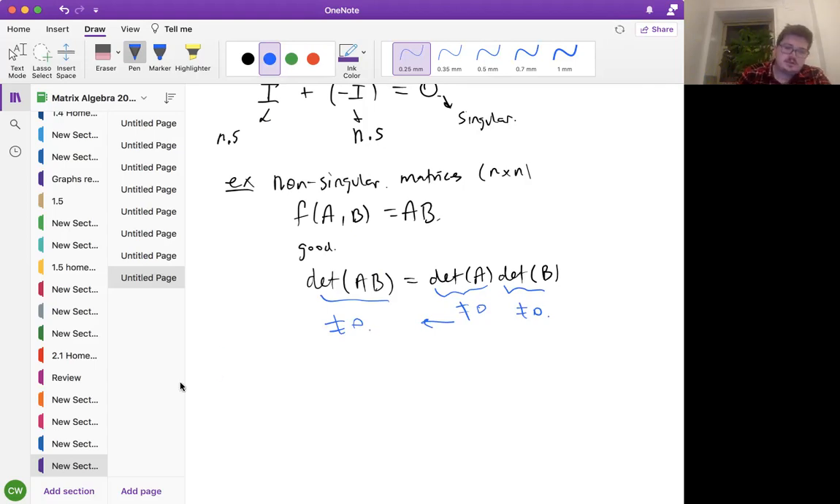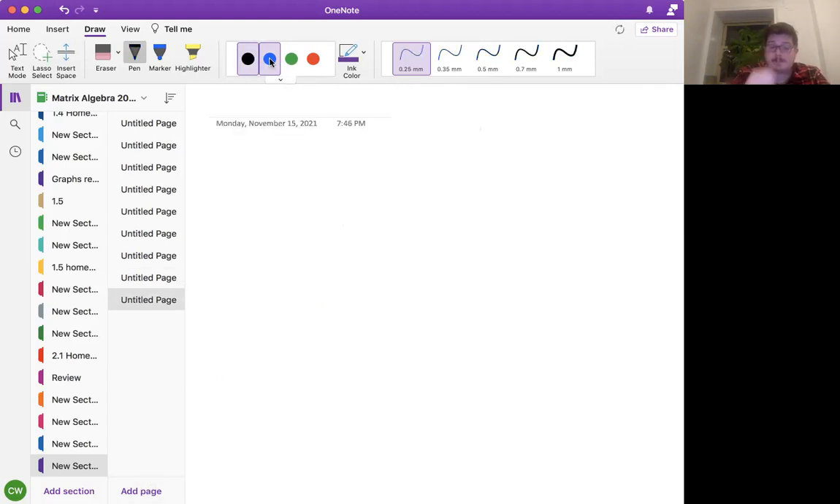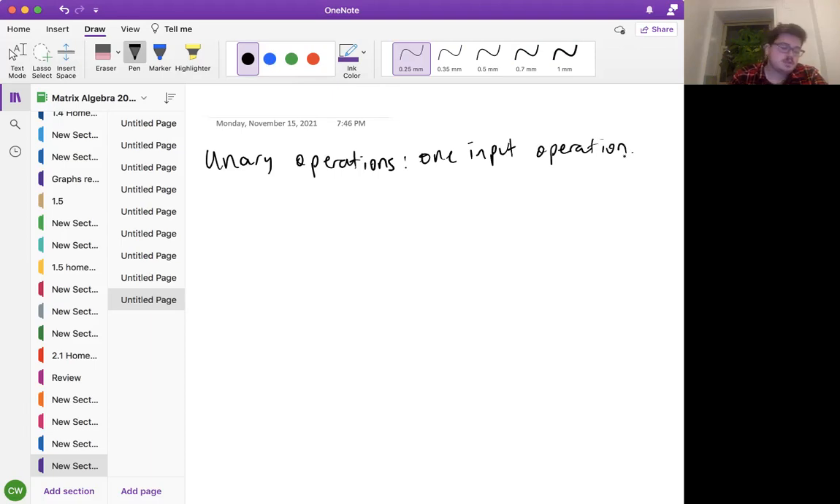Okay, so let's talk about specific types of operations. Unary operations. So this is one input. Unary operations are the ones that we're more familiar with, like f of x is equal to x plus 1, that's unary. f of x is equal to x squared. f of x is equal to e to the x. All these things are unary.